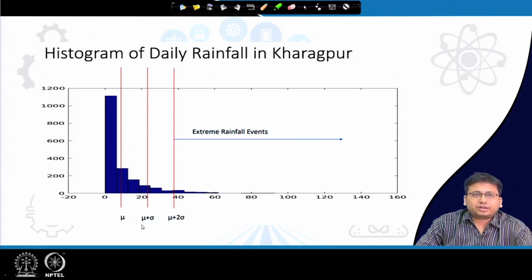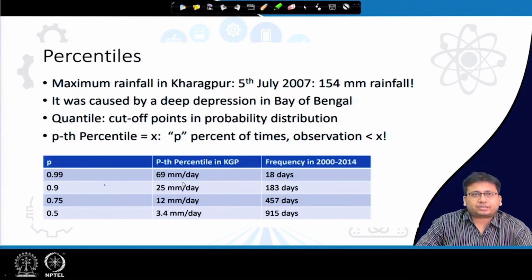If extreme is defined this way as mu plus 1 sigma, then the number of anomalies, I mean extremes, will of course be slightly higher. So, similarly we can define some other thresholds also for extreme. Now, that brings us to another concept for defining these extremes, that of percentiles or quantiles.